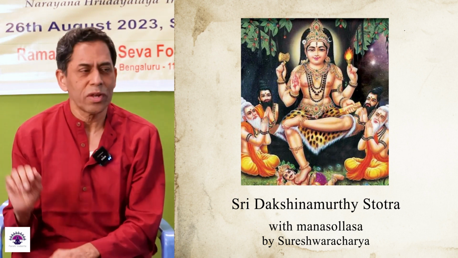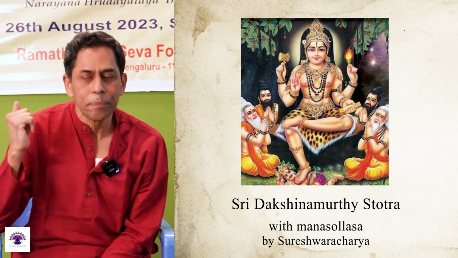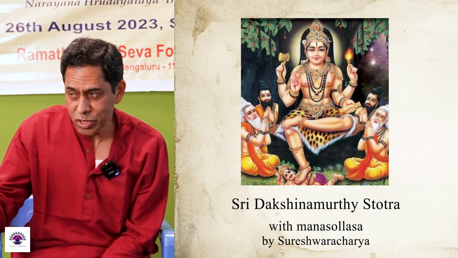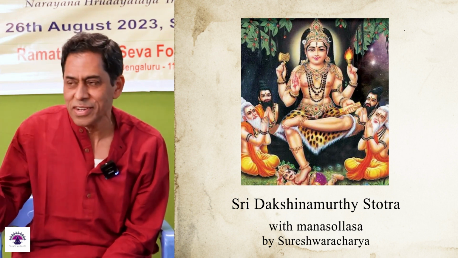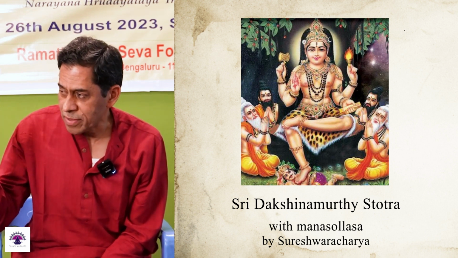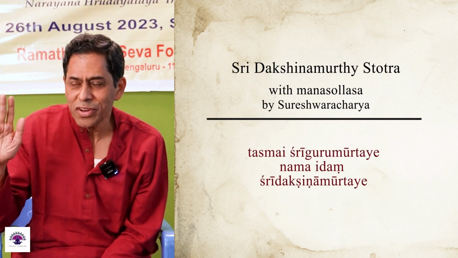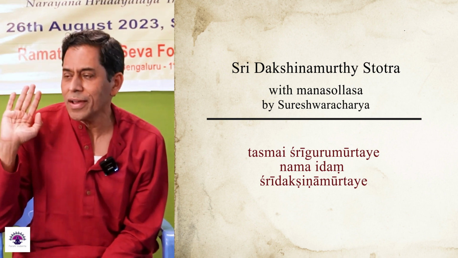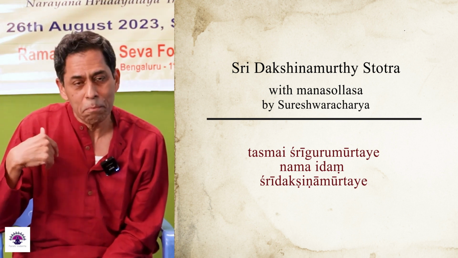The Dakshinamurthy Stotra, although it is called Ashtakam, seems to have two more verses added later, or maybe in the beginning, because Manasollasa, written by Sureshwaracharya, gives commentary on all 10 verses. So Adi Shankara himself has written all these 10 verses. And in 9 of these verses, except the 10th, it concludes with Tasmai Shri Guru Murtaye Nama Idam Shri Dakshina Murtaye. This is the line which brings in bhakti.